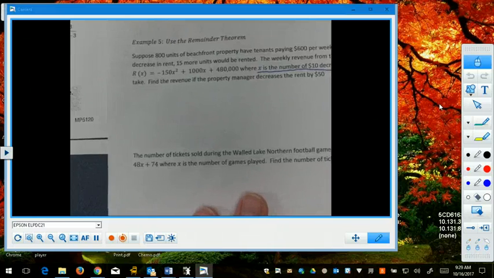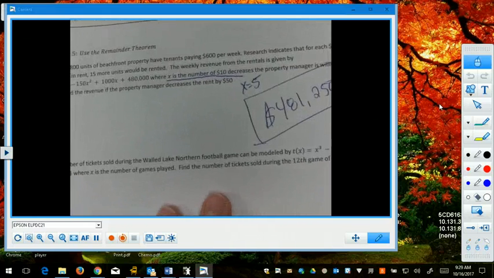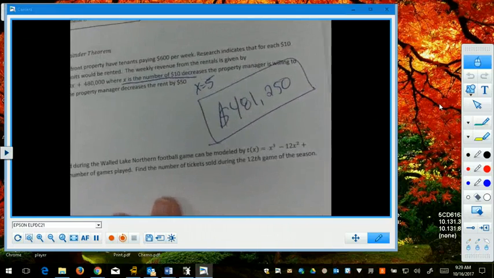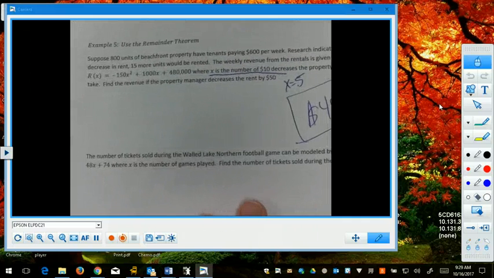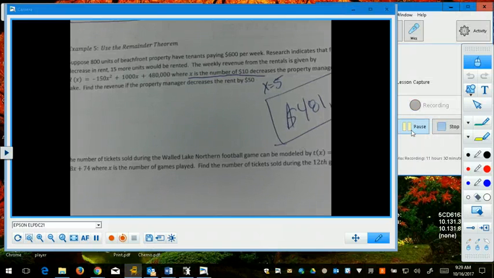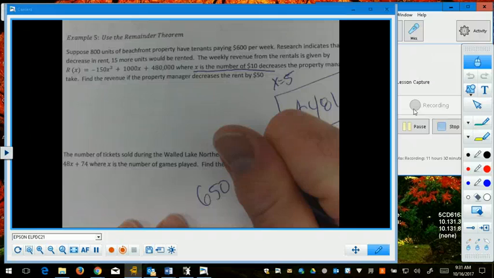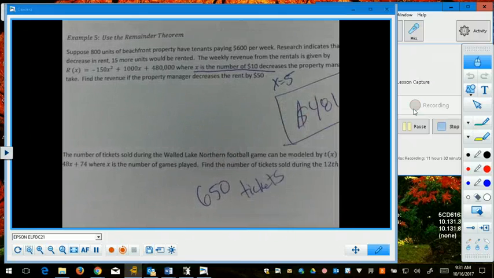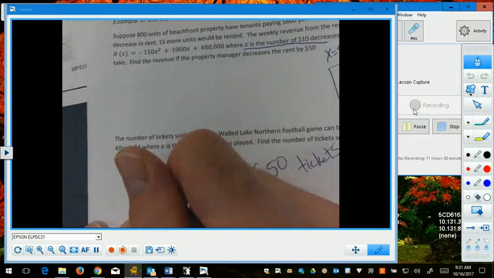Try this for the next problem. This one you actually could divide synthetically. The numbers are quick enough. But go ahead and give that problem a try. 650 tickets is the correct answer. You could have divided synthetically.